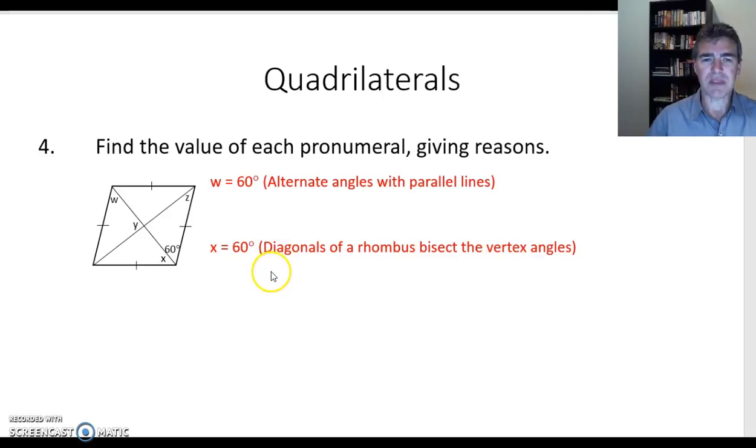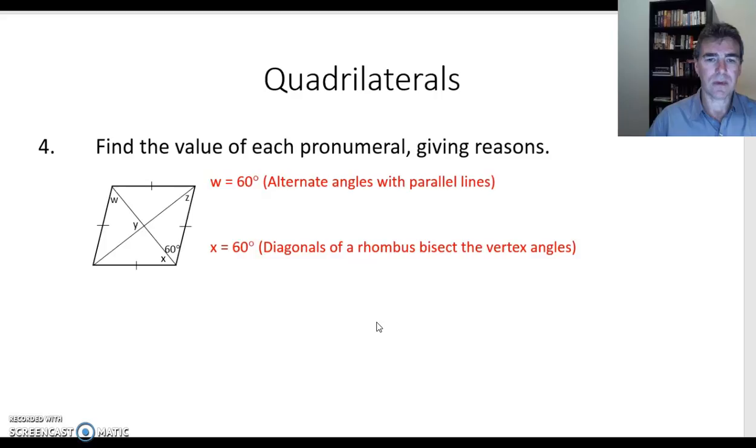So some of you might have missed that. Okay, so you just got to be a little bit careful. But when we're finding angles in geometry, quite often there's more than one way. So you might have been able to find that it was 60 degrees using some sort of different method. So let's go and do y next.